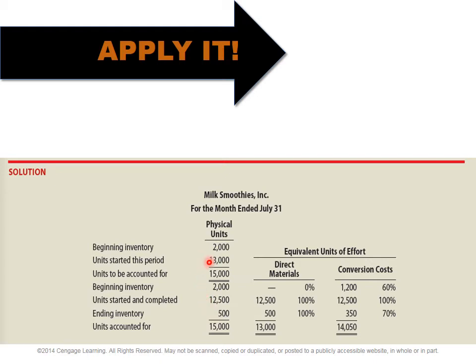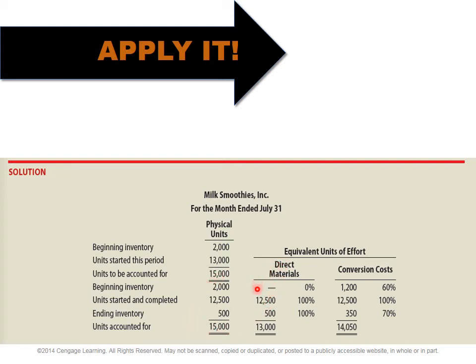Because this says that you started it, but this tells us that there was 500 in ending inventory, just like the problem itself stated. That's something that's extremely easy to overlook, and this is where accounting digs into the details. So 15,000 units to be accounted for.